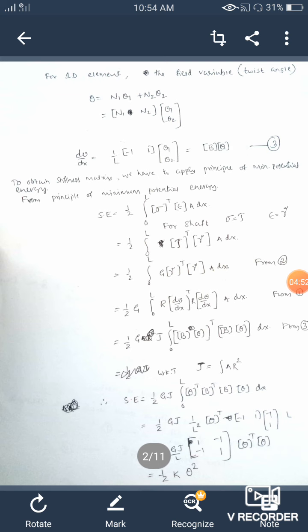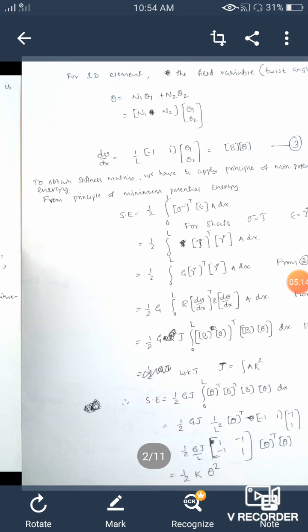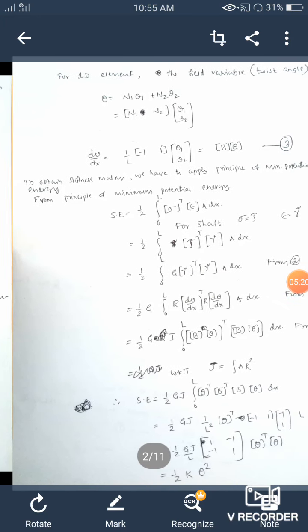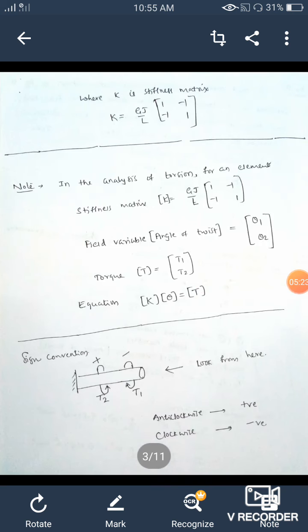Next, we know that J is equal to the integral of A R squared. Substituting that, strain energy is equal to 1 by 2 G J integral from 0 to L of theta transpose B theta dx. Then we get the final equation, 1 by 2 k theta squared, where k is the stiffness matrix for torsion. If you understand this much, it is sufficient. This is the derivation you are supposed to do.